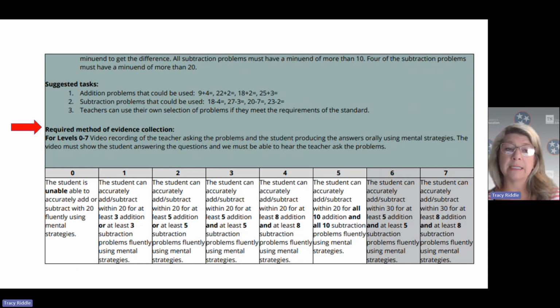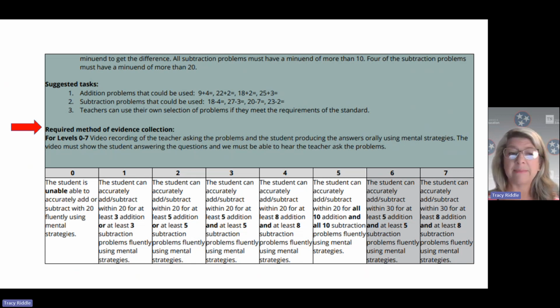Because this is an oral assessment, video recordings are required for all standards, both the first grade and the second grade portion. The video recording must be clear to hear the teacher orally asking the problems, and it must be clear to hear the students answering the problems, and also being able to see the student in order to know that they are not putting any thinking on paper or using any objects or drawings, that they are producing their answers using their mental strategies.